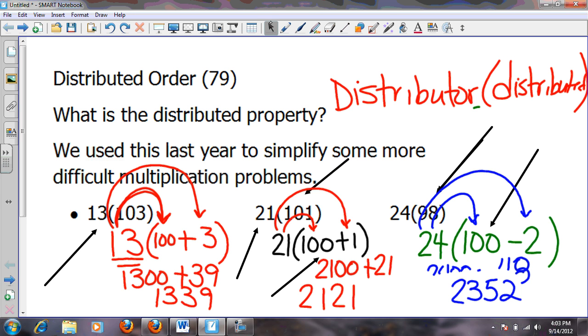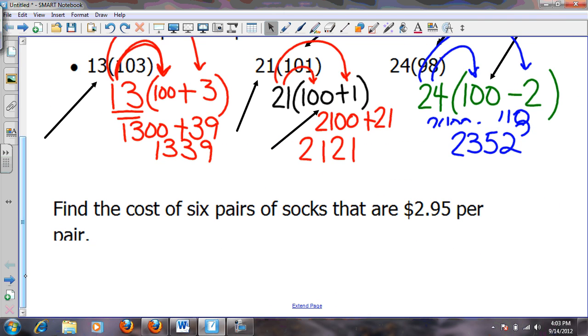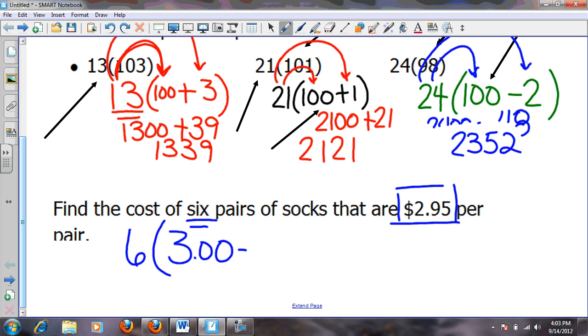Let's look on page 80 and see how we could use this in real life. Find the cost of 6 pairs of socks that are $2.95 per pair. What might be my distributor? 6. 6 times the distributed is going to be $2.95. What would be a simpler way to write, for multiplication purposes, $2.95? I would choose $3 minus 5 cents. Notice that I didn't put 0.5, I put 0.05, 5/100, meaning 5 cents.